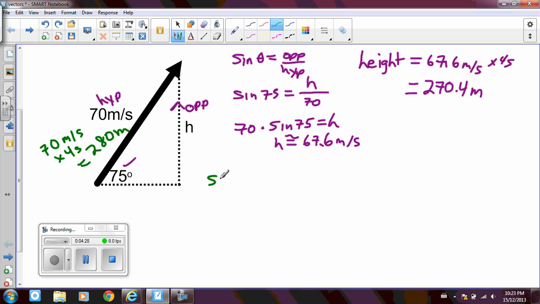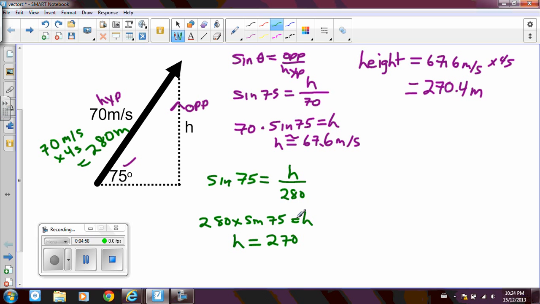And then at that point we have sine of theta, or sine of 75 again, sorry. Sine of 75 will be equal to the opposite. Now h actually represents the height, divided by the 280. 280 times sine of 75 is my height. And luckily, when I punch this in, I get the same number, again, approximately 270.4 meters.